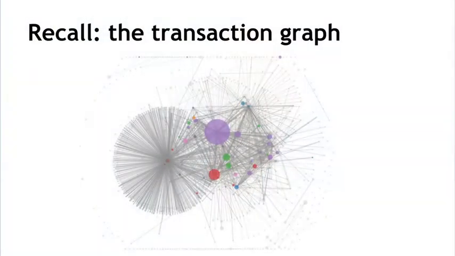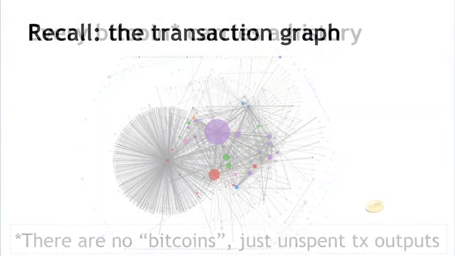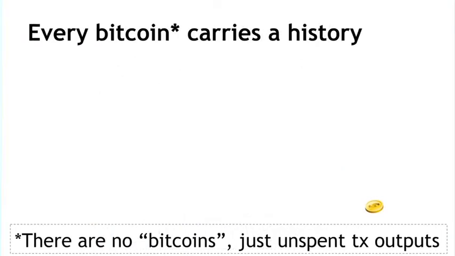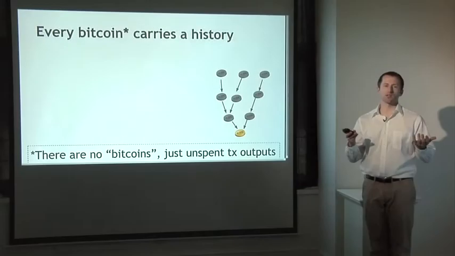Recall from the lecture on anonymity especially, we talked about the transaction graph of bitcoins and the fact that you can trace ownership of value in the Bitcoin system over time. So every Bitcoin has a history. Of course, keeping the caveat in mind that there's no such thing really as a Bitcoin, just unspent transaction outputs, but we'll think about them as coins. And every coin has this long history attached to it, which anybody can view in the blockchain.